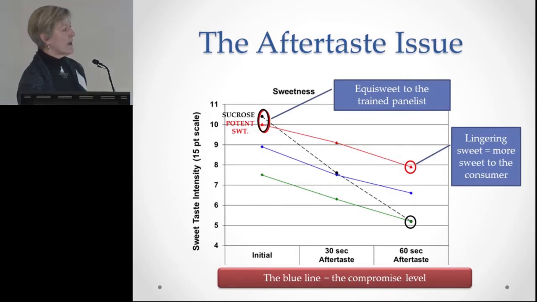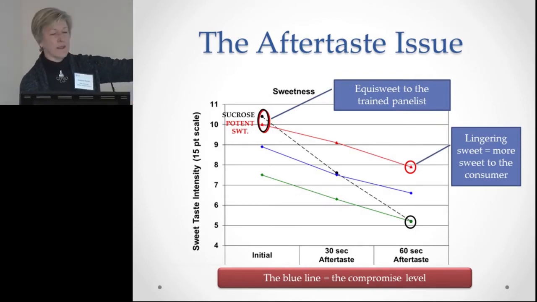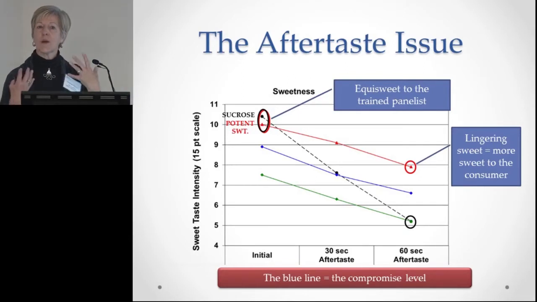But sucrose and carbohydrate sweeteners in general clean in the mouth really, really quickly. So again, my 15-point scale went from 10, almost lost half the sweetness a minute out. A minute out is a long time when you're waiting, eating food. But look at the potent sweetener. It had only gone down a couple. It was hanging around in the mouth, and of course, the consumer's going to say, that's more sweet.